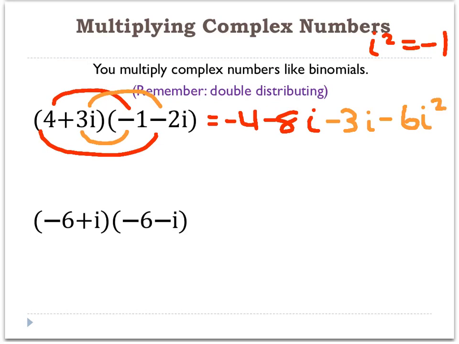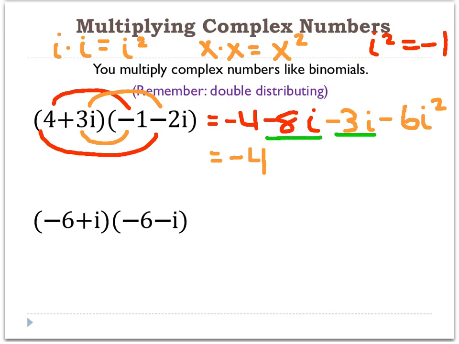So i times i, remember, is i squared, just like x times x is x squared, right? You add the powers there. But now to simplify, I don't have any other real parts, so that's negative 4. And then I have negative 8i, negative 3i, so that's negative 11i. And then this i squared will become a negative 1. So then I'm going to have negative 6 times negative 1, which is a positive 6, plus 6i.